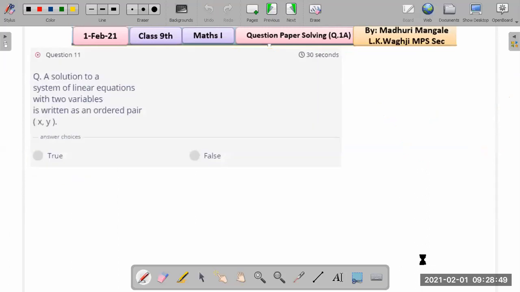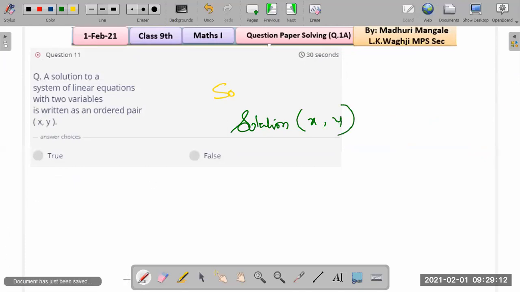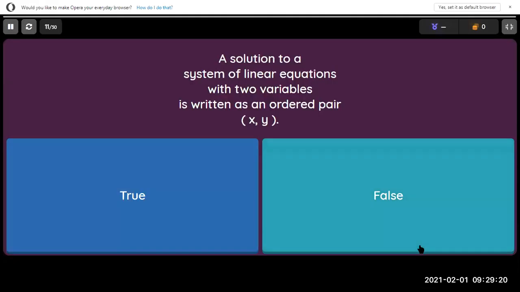Ready, all of you? That is the next question, and this is super easy, right? A solution to a system of linear equations with two variables is written as an ordered pair x comma y. We had done so many questions on this. How do you write the solution? It is always in the form x comma y, isn't it? So what is the answer to this? Quickly go to the quiz link and select the correct choice. We always write the answer in x comma y format. Always. So is this sentence true or false?